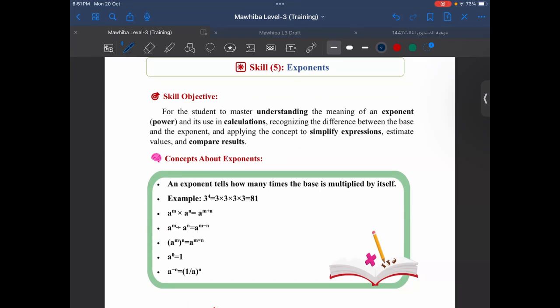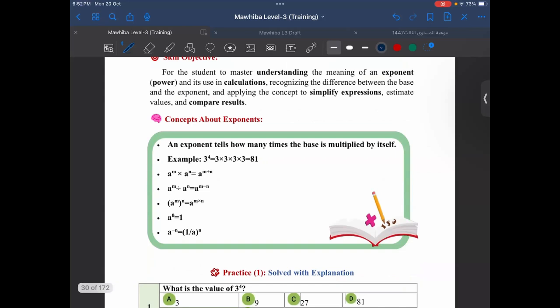Before we start exponents, I want to discuss the concepts here. You have to know them before starting to solve the questions. The exponent tells how many times the base is multiplied by itself. So if the base was 3 and it's to the power of 5, it means that I have 3 times 3, 5 times, right? Yes. Okay. So this is the exponent.